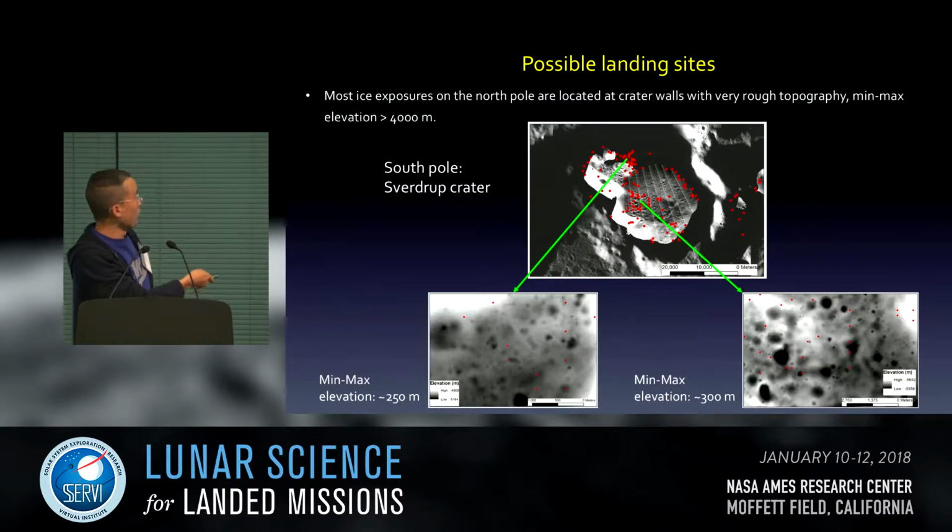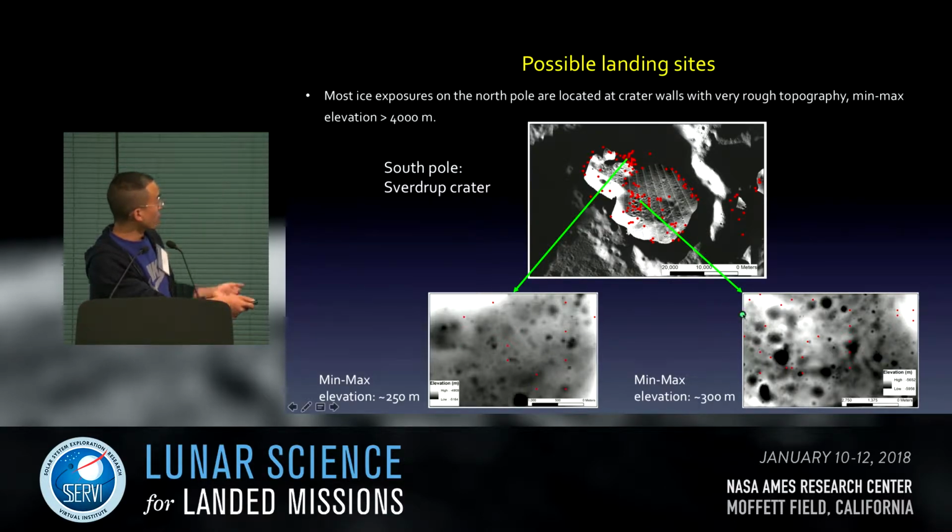So we picked several locations at the South Pole. This is the Sverdlov crater. Again, the red dots are the possible ice exposures, and the base map is WAC. This is a long exposure NAC image. If we zoom in, this is the topographic DEM data, 30 meters per pixel resolution. In this region, around a few kilometers, the mean and maximum elevation is around 250 meters, and it's very smooth, so it's possible for landing.